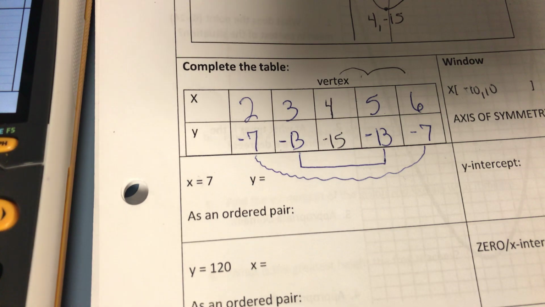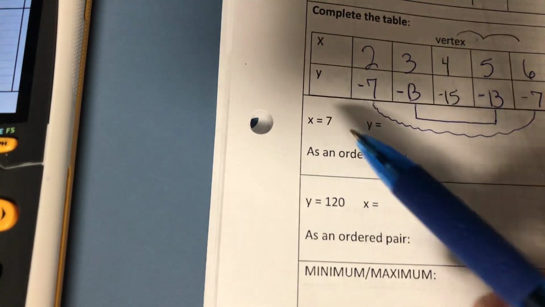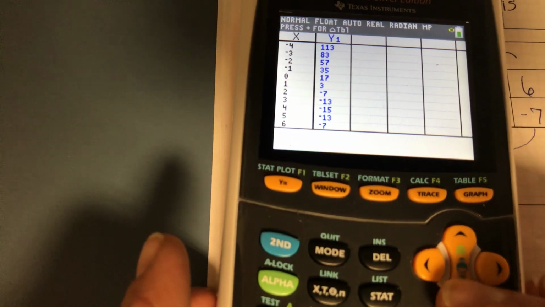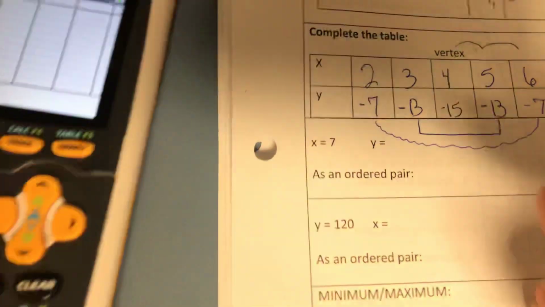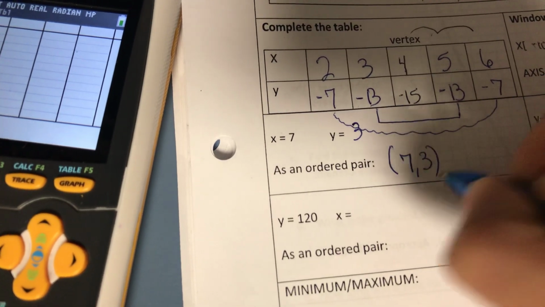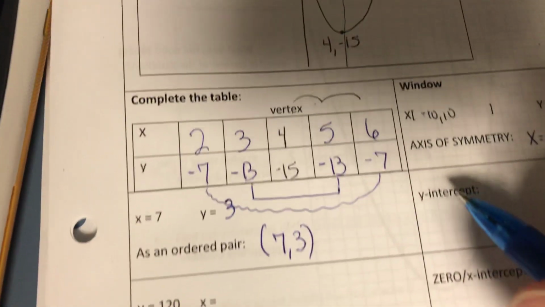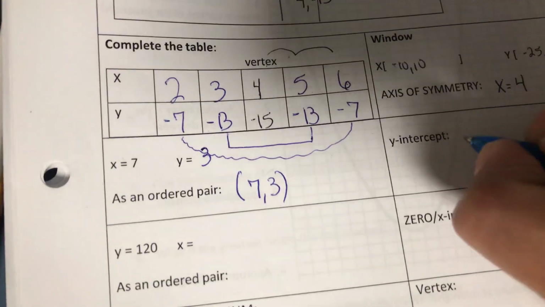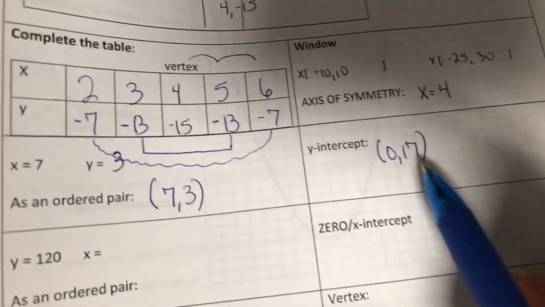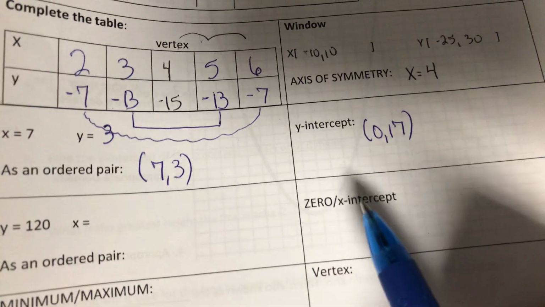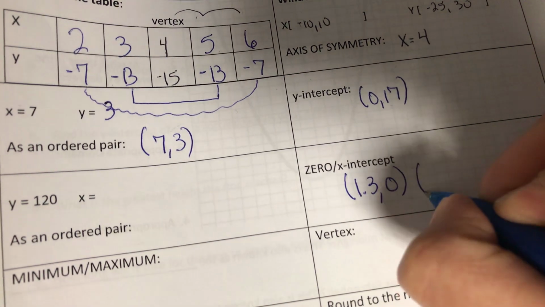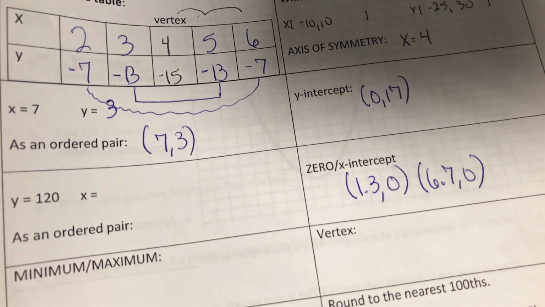So next thing I'm going to do is answer this question. So if x is 7, I already have my table up, so I'm just going to scroll down until I get to 7. It's going to take me a little bit. And that's 3. And I'm going to write it as an ordered pair, (7, 3). The y-intercept, I already got that, so I'm just going to rewrite my answer here, (0, 17). And again, just a reminder, for y-intercepts, y is the value and x is 0. The x-intercepts, we already did those. X-intercepts have x as a number, and then the y is 0. So I'm just recopying what I've already put in my picture.